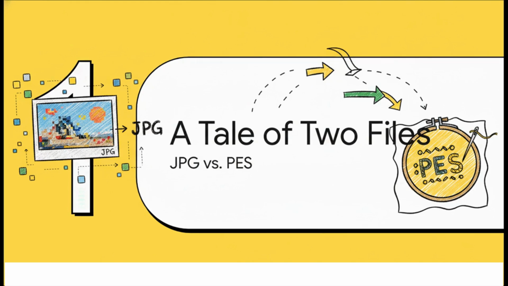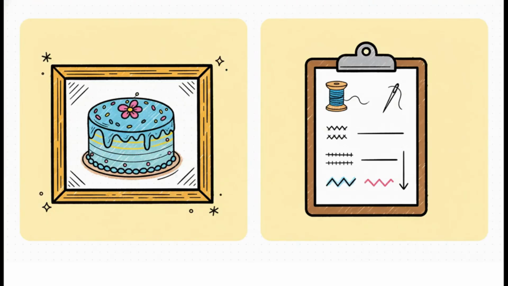First, you've got the JPEG. That's the dream, the image you see on your screen. And then you have the PES file, which is the digital reality that an embroidery machine actually needs. The best way to think about it is like this. A JPEG is a beautiful photo of a cake. You can see it, you can admire it, but you can't eat it. A PES file, though, that's the actual recipe. It's the step-by-step instructions the machine needs to bake that cake. One is just a picture, but the other, that's the plan.